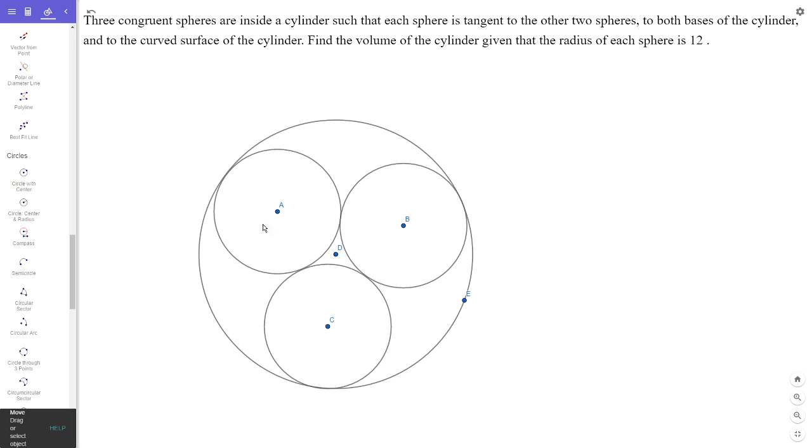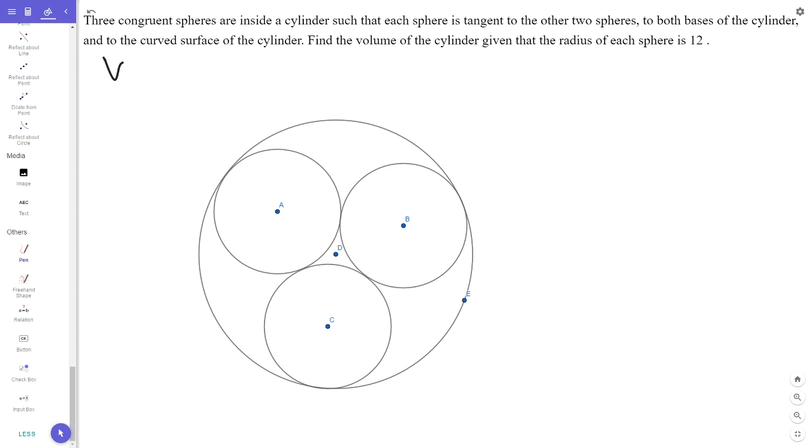So here's the 3 spheres, all tangent with the other 2 spheres. And then the cylinder all around it, that would be the circle with the center at D and radius DE. And we notice that each sphere, the smaller circle, is tangent at the side of the cylinder, which is the outline. And we have to imagine it's also touching the tops and the bottoms of the cylinder. Now, it's asking us to find the volume of the cylinder. So what do we need for the volume of the cylinder?